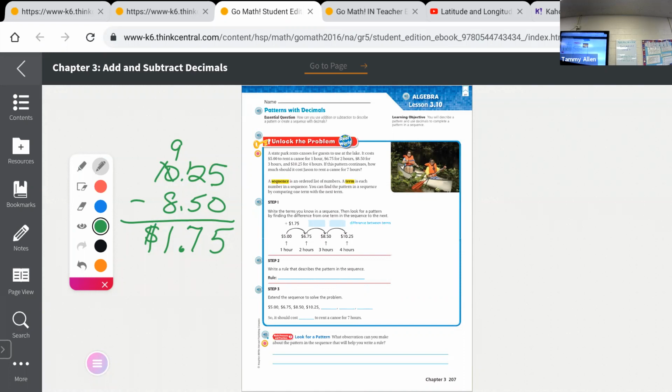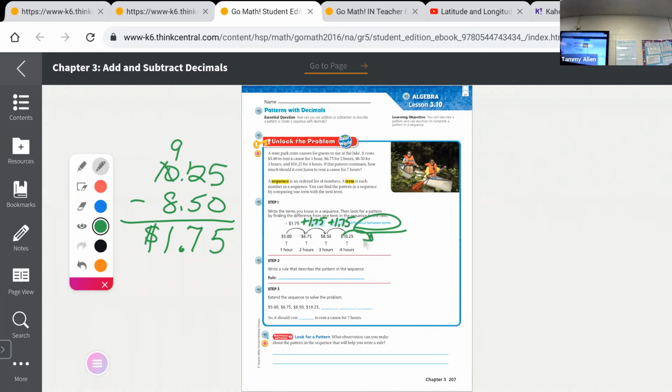Okay? So it was that addition of $1.75 again. But we found that by finding the difference between the terms. It was the difference because we had to go backwards to find it. But we're going forwards to know that it's an addition to keep jumping forward. Does that make sense? So how would we find the next term in the sequence? How would we find the next term?